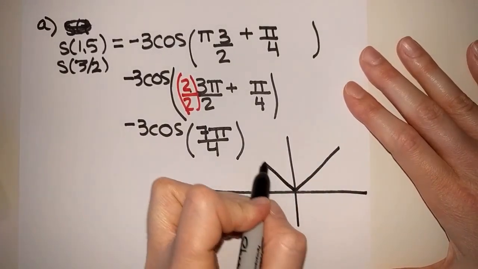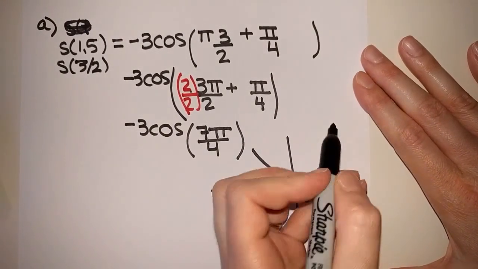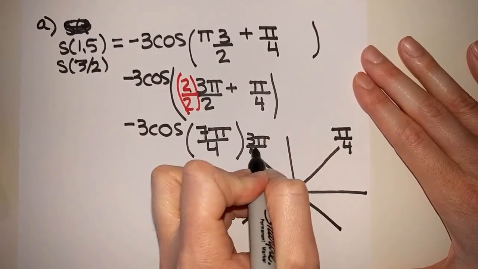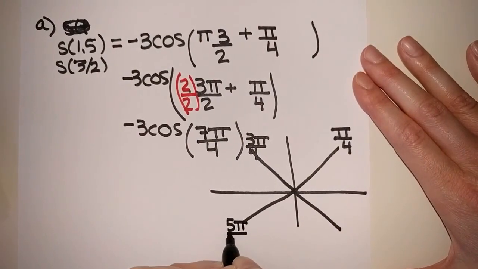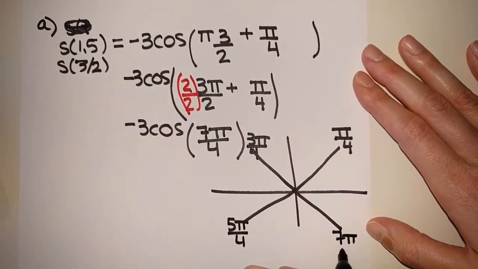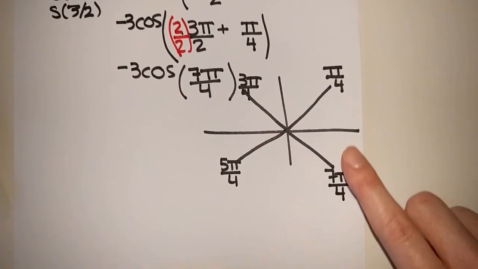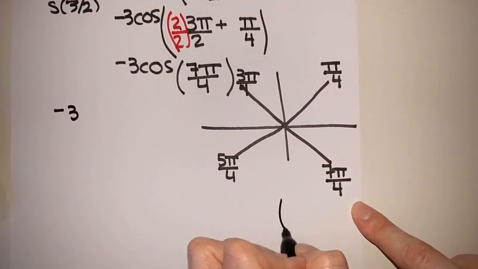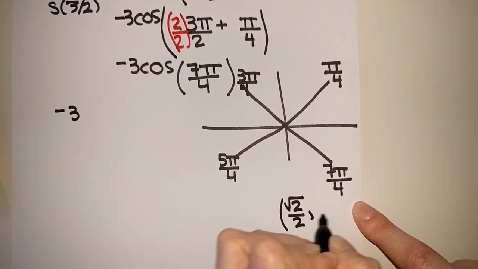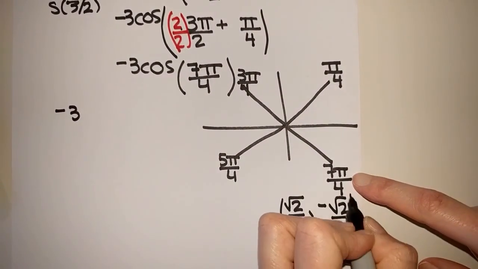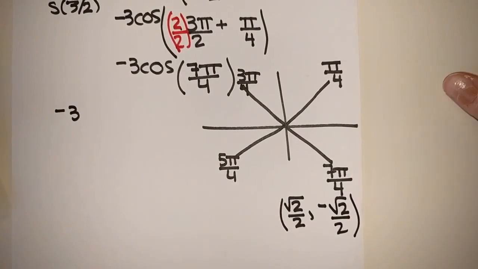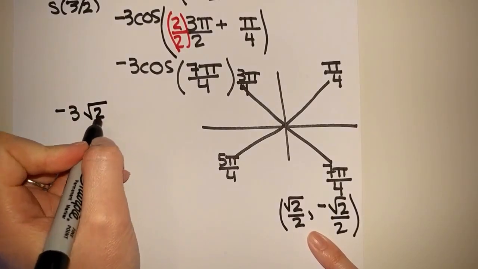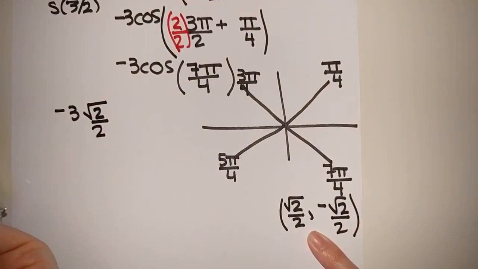Remember, you would divide in half here, divide in half, divide in half. So you would get pi over 4, and then this would give us 3 pi over 4, 5 pi over 4, and then 7 pi over 4. If you look at your 7 pi over 4, your cosine value would be equal to a positive square root of 2 over 2, and then sine would be negative square root of 2 over 2. We're just trying to find the position of the spring, so we would have -3 and then square root of 2 over 2.